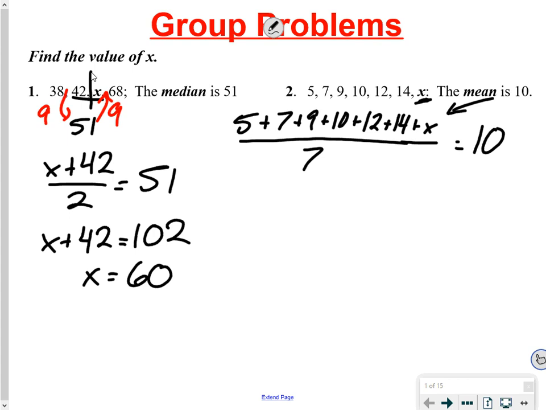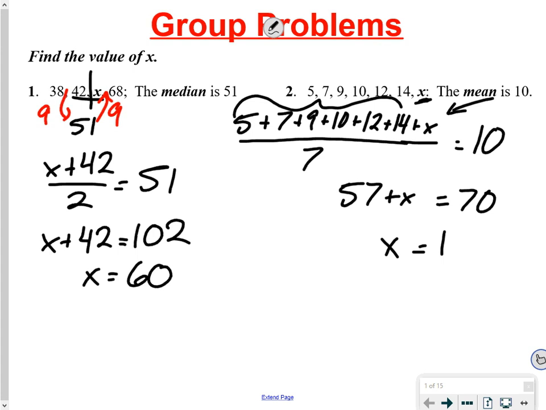So now let's just work backwards. Let's multiply by 7. We would get 70. And 70 equals that sum, which would just be 57 plus x, if we add up these data values that we can. Now just subtract 57, and we get 13. So that's how we could find a missing value if we knew the mean.